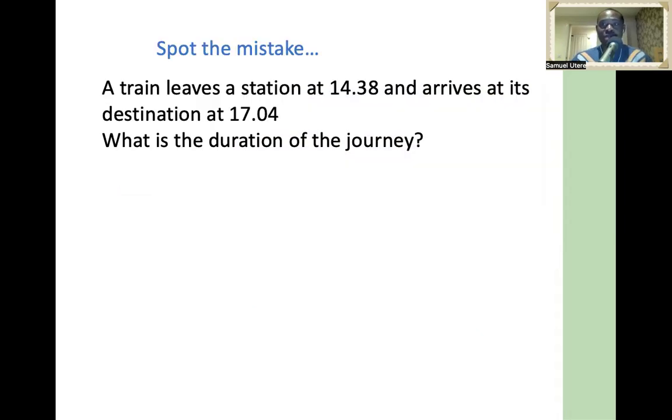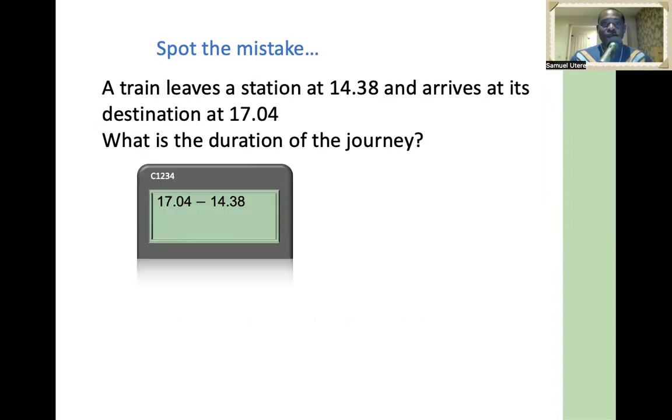Here is our last example before you do your last set of practice questions. We're going to spot the mistakes as we do these calculations. So I want you to think about the mistakes and to learn from them, because these are typical mistakes students make, especially when they work with time. So here, a train leaves a station at 14:38 and arrives at its destination at 17:04. Now, you're asked, what is the duration of the journey?